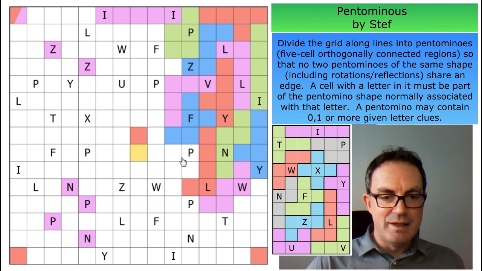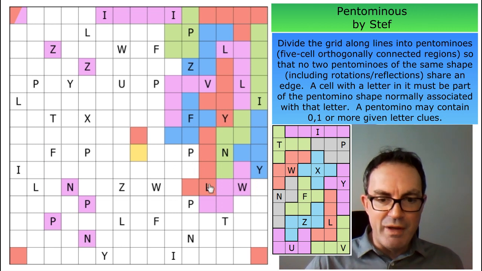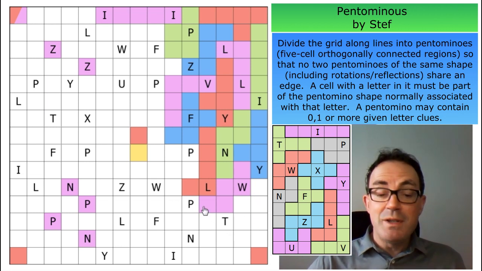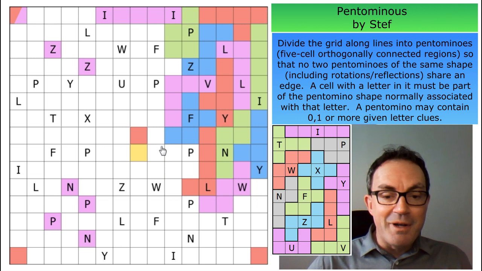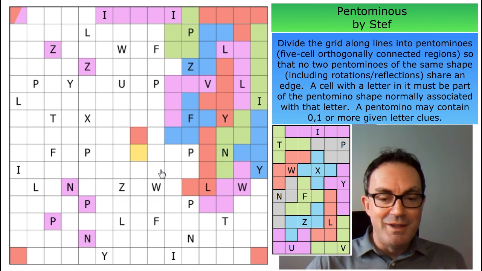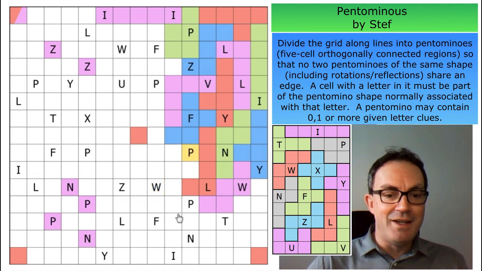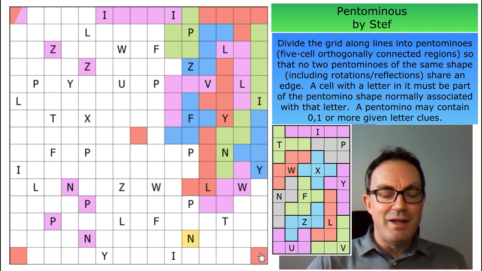P. Not sure about that P yet. Let's come back over here. Ah, beautiful. Absolutely beautiful again. Remember, every cell in the puzzle must be connected to either a labelled letter or one of these sort of unlisted letters that we've identified.